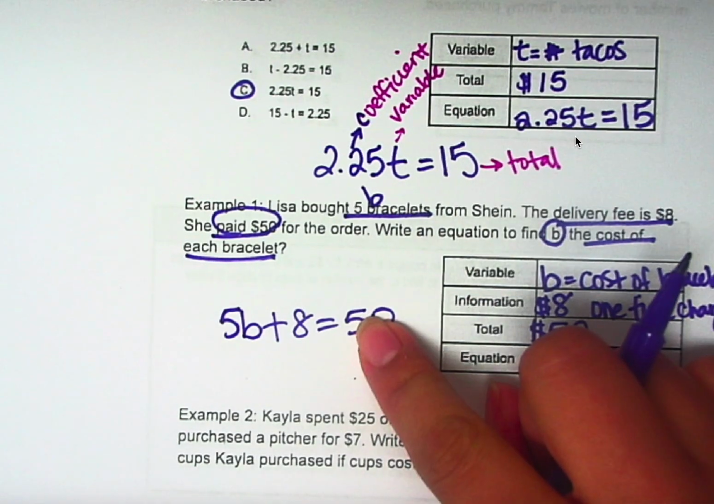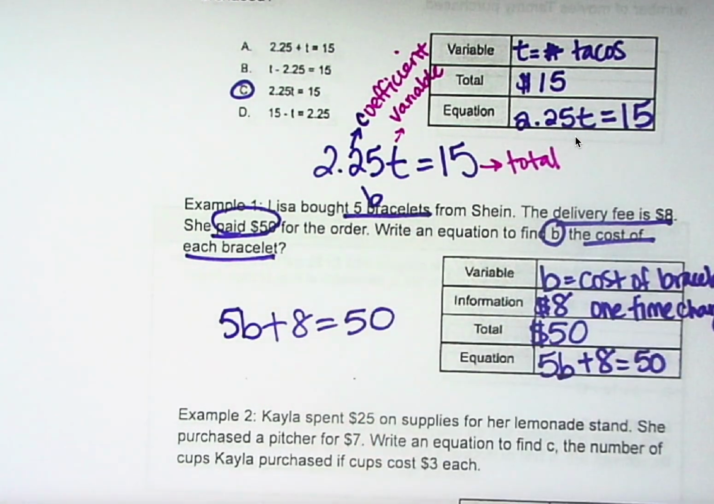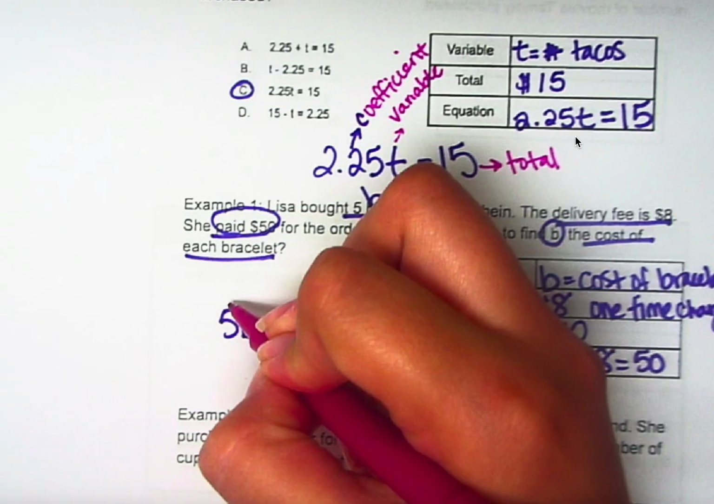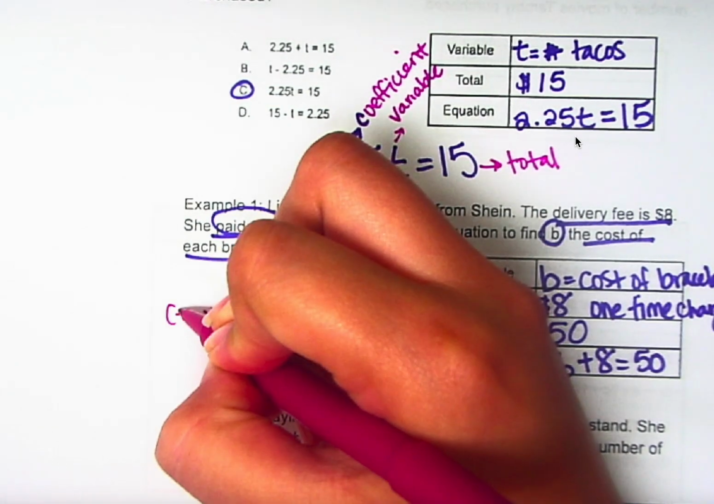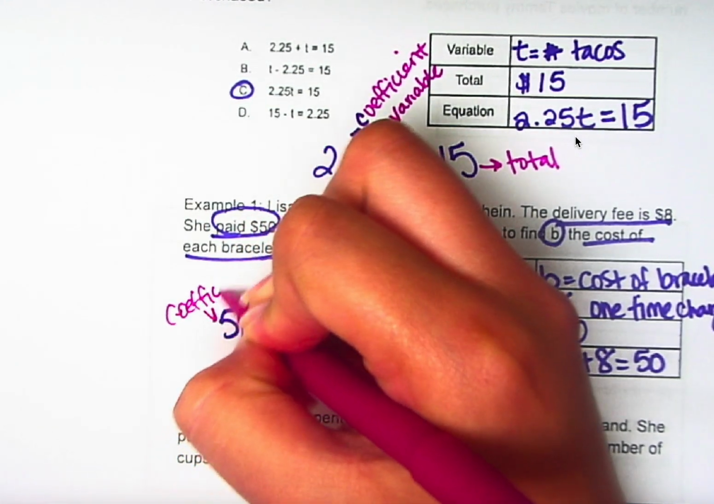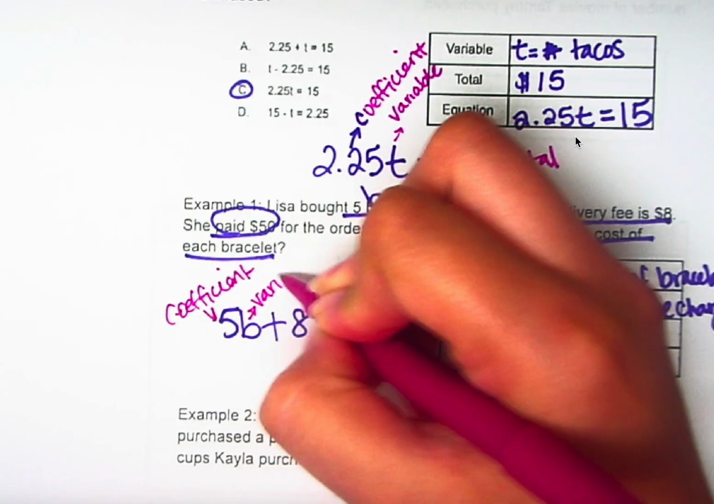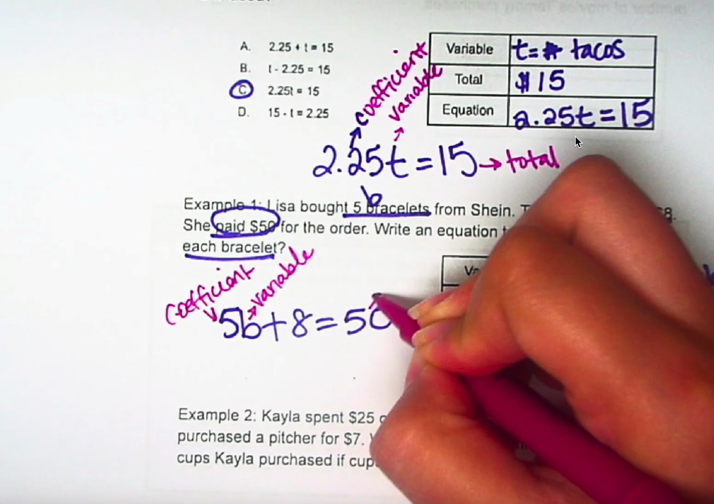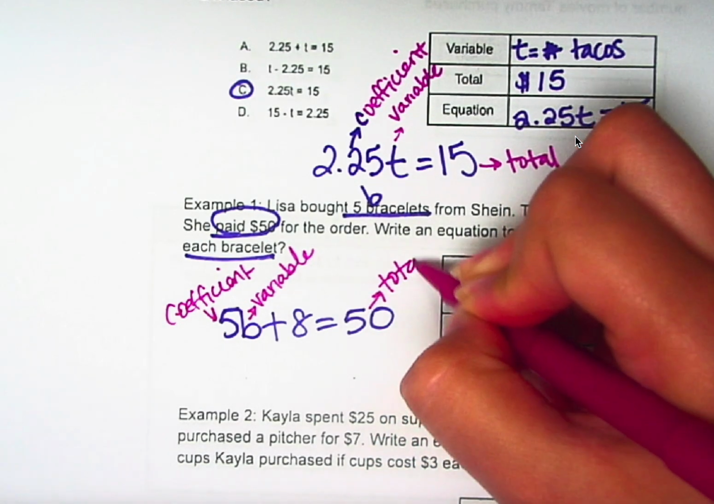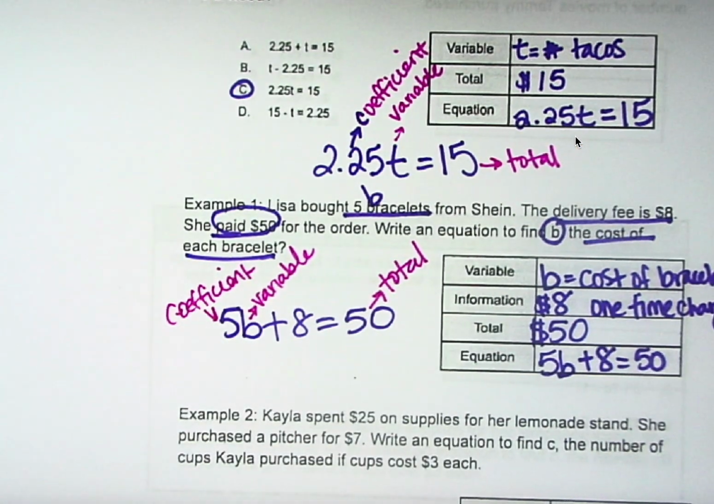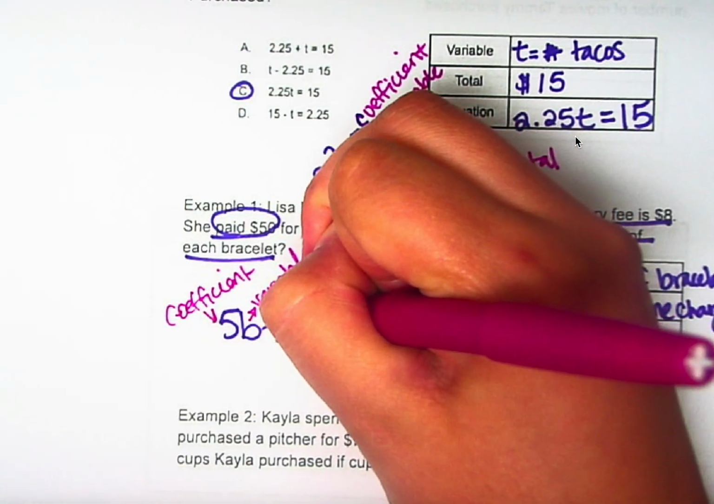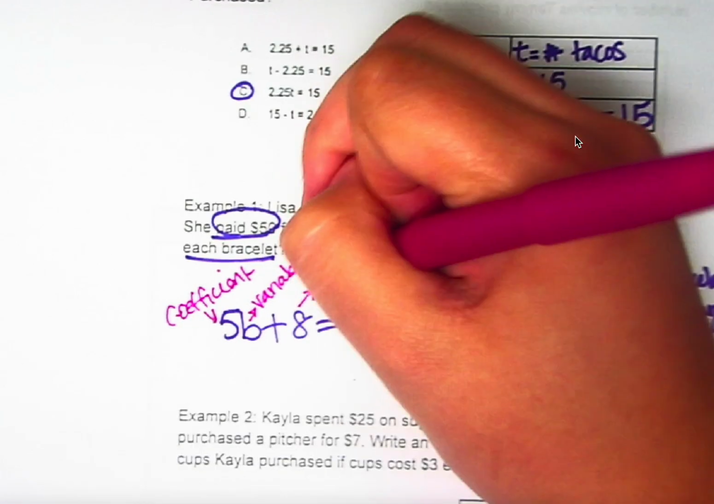So let's look at the difference between these two, 6th grade and 7th grade. So we have our coefficient. We have our variable. And we have a total. But we have one more thing here. We have this plus 8. That is going to be our constant.